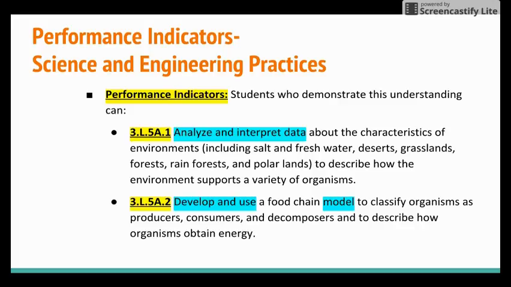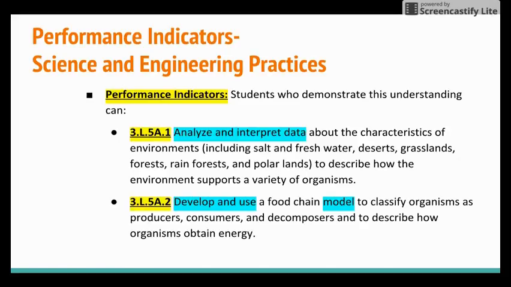So similar to the coding we talked about before, you've got 3, which tells you it's a 3rd grade standard, L, which tells you it's life science, 5A tells you it's the 5th standard listed under 3rd grade, and A is the first of the conceptual understandings. If there's more, that would be an A and a B. Now that number 1 and that number 2 tell you that these are the first 2 performance indicators. So 3rd grade life science, 5th standard, A conceptual understanding, and indicator number 1 and indicator number 2.